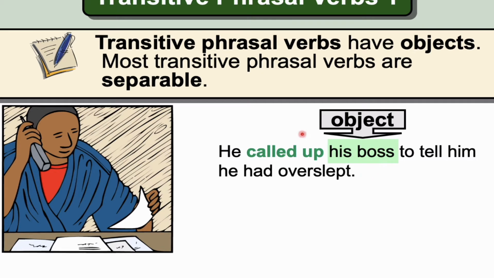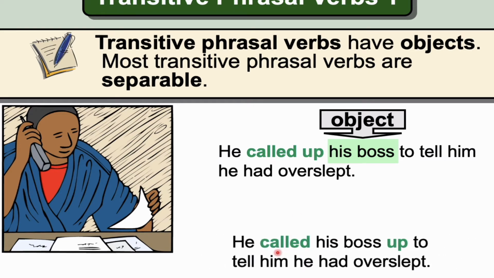Now look here. If the phrasal verb is transitive, sometimes this phrasal verb is separable. What does separable mean? Separable means that we can separate between the verb and the particle. So we can say that he called up his boss, or he called his boss up. The two are correct. Okay? We can say he called up his boss, or he called his boss up.